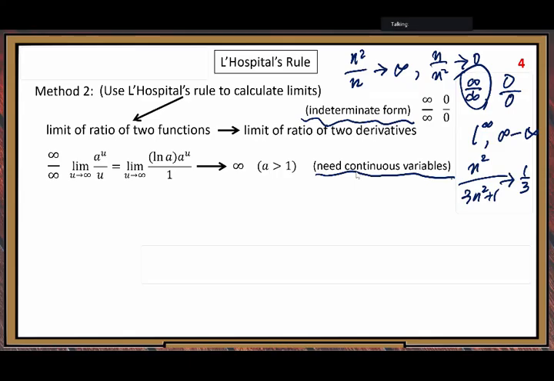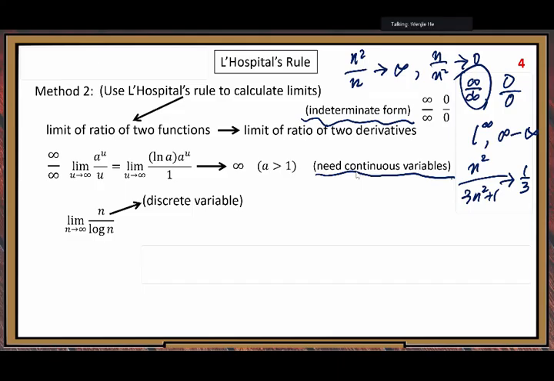The difference is, let's look at this version: n over log of n. n can only take discrete values, 1, 2, 3. So here, the values for n are discrete values. So we call this n a discrete variable. It's not a continuous variable. Discrete variable, so then there is a problem.